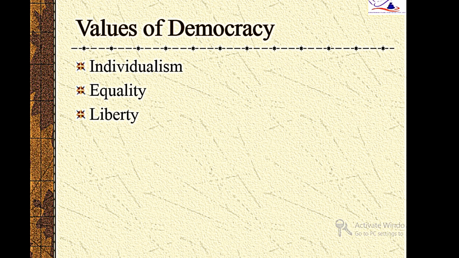Liberty. Citizens should have the maximum opportunity to select their purpose in life and choose the means to accomplish it. The citizens should be facilitated rather than hindered in their pursuit of a meaningful life. And our Constitution provides us liberty and freedom through the means of the fundamental rights.